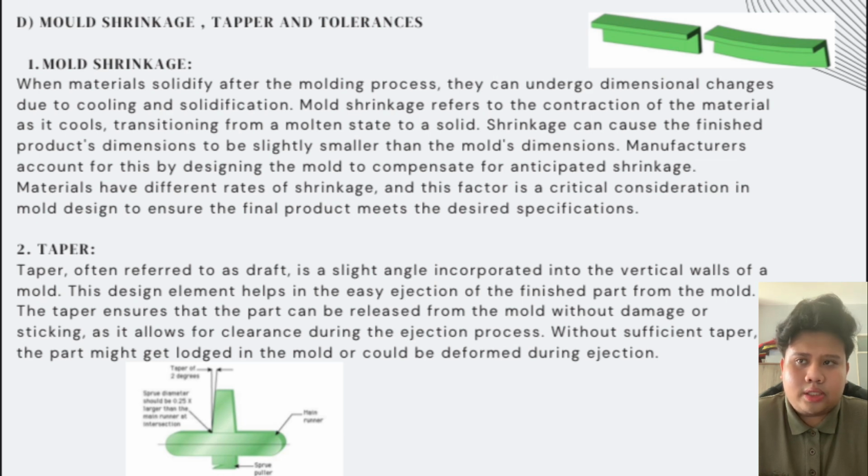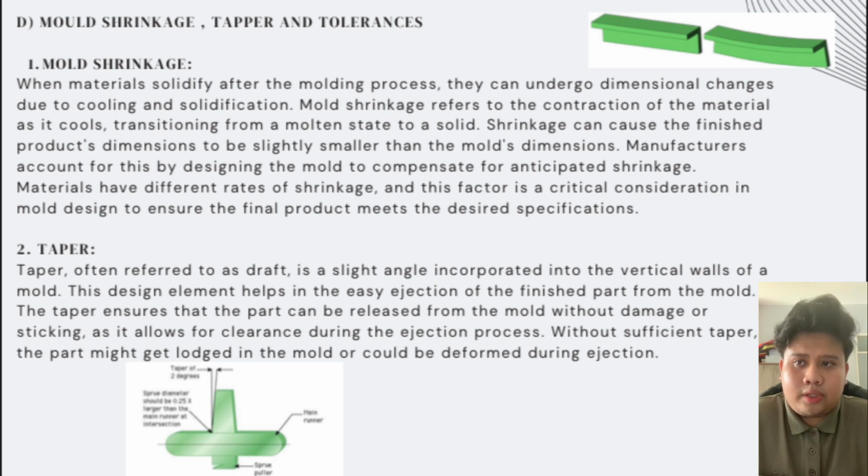Manufacturers account for this by designing the mold to compensate for anticipated shrinkage. Materials have different rates of shrinkage, and this factor is a critical consideration in mold design to ensure the final product meets the design specification.